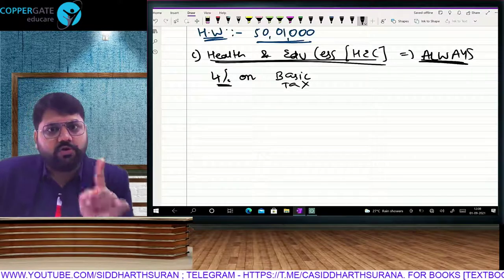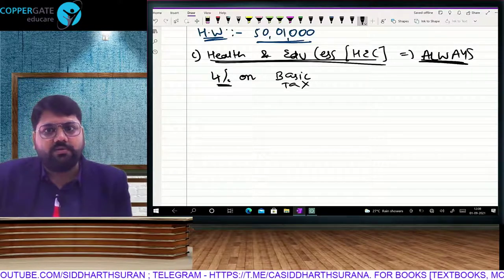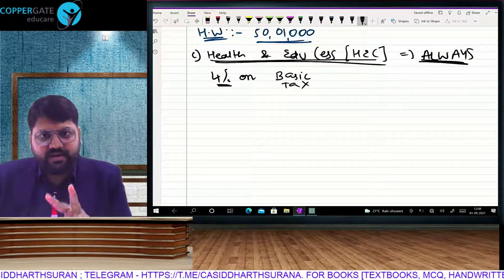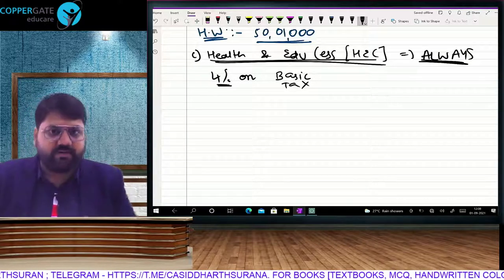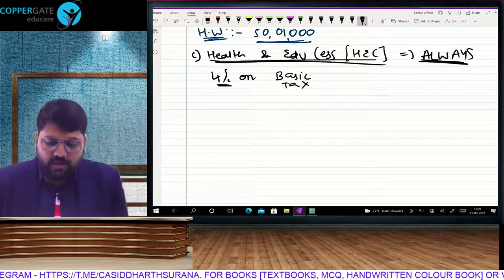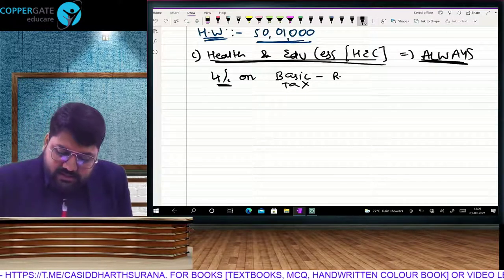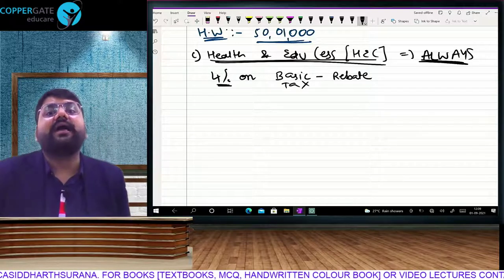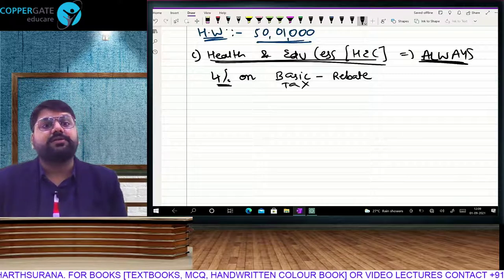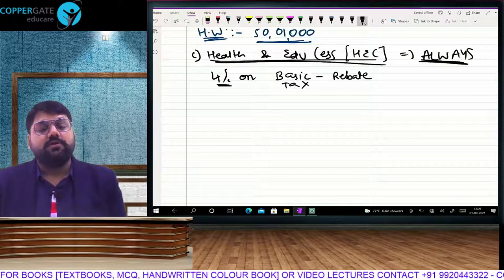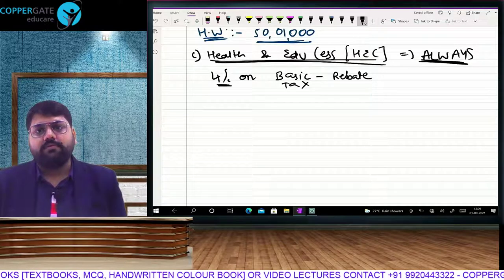For rebate also, you have to take basic tax or 12,500, whichever is lower. For surcharge also, the rate of 10, 15, 25, 37 is on this. And for HEC also, you need this. 4% of basic tax. In your basic tax, subtract rebate. So there are some students who make this mistake. They first add HEC, then they give rebate. Rubbish. No, please. You will first subtract rebate.